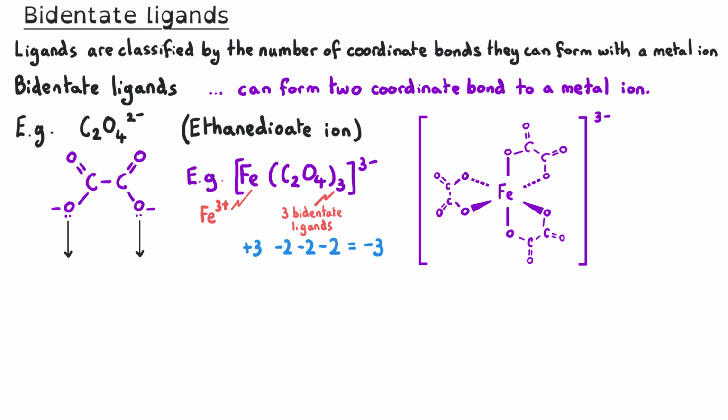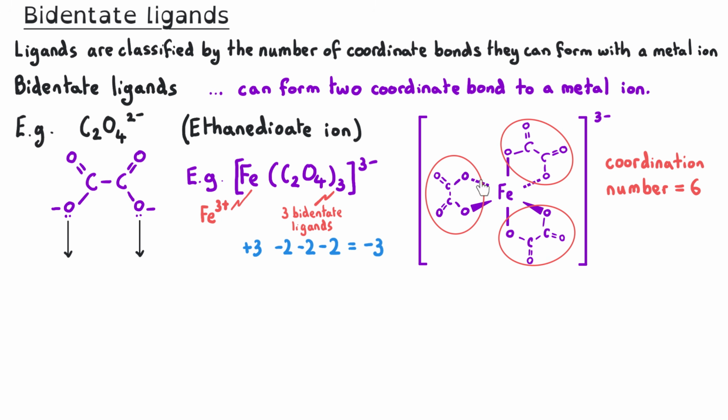We can see from this diagram the octahedral arrangement, those 6 coordinate bonds around the iron ion, and so the coordination number is 6 as a result of that. And here are the 3 ethane dioate ions in those 3 positions around the octahedral complex.